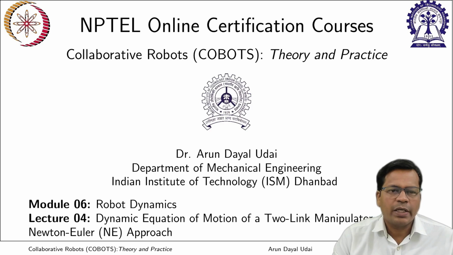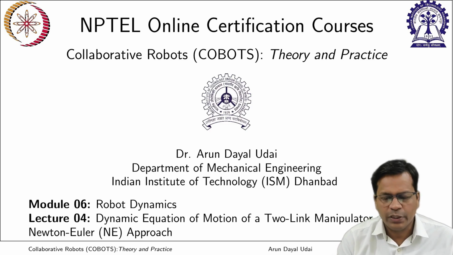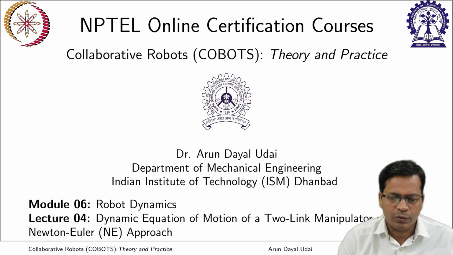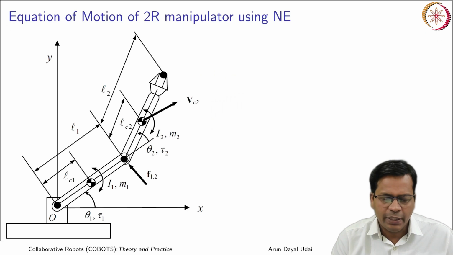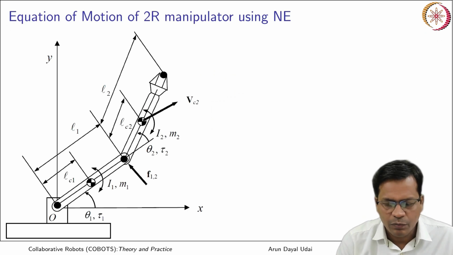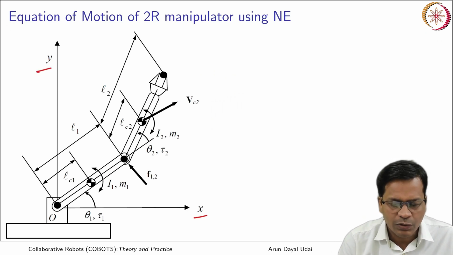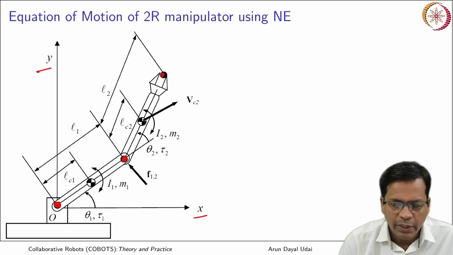Welcome to the fourth lecture of the course, that is on dynamic equation of motion of a two-link manipulator using Newton-Euler approach. So, let us begin. This is a two-link planar arm that is shown here with x axis and y axis. The first link is attached here, the second link is attached at the tip of the first link, and this is your end effector.